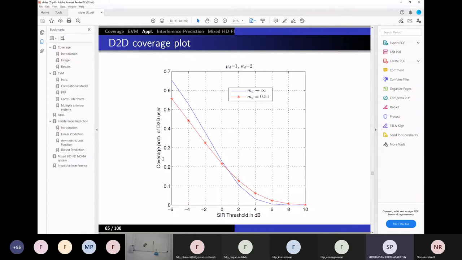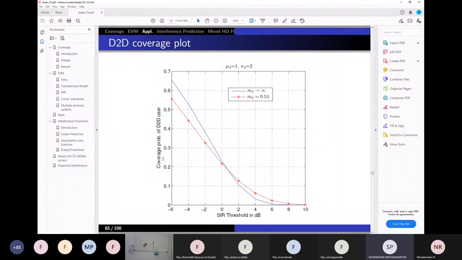Mu equal to 1, kappa equal to 2. Okay. But it is not very clear here what is the impact of shadowing. So M equal to 0.51 is extreme shadowing. Initially, it seems that because of shadowing, coverage decreases. But as the threshold increases, the result just gets inverted. So we are not very sure from this graph.